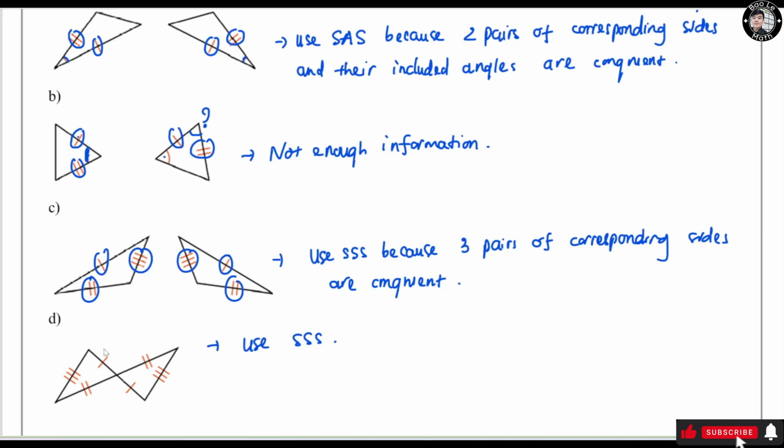Now we can also use SAS in this situation. Why? Because we have this side right here congruent to this side, this side congruent to this side, and this angle right here congruent to this angle, because these are vertical angles and they are included angles between two sides, right? So we can use SAS, right?